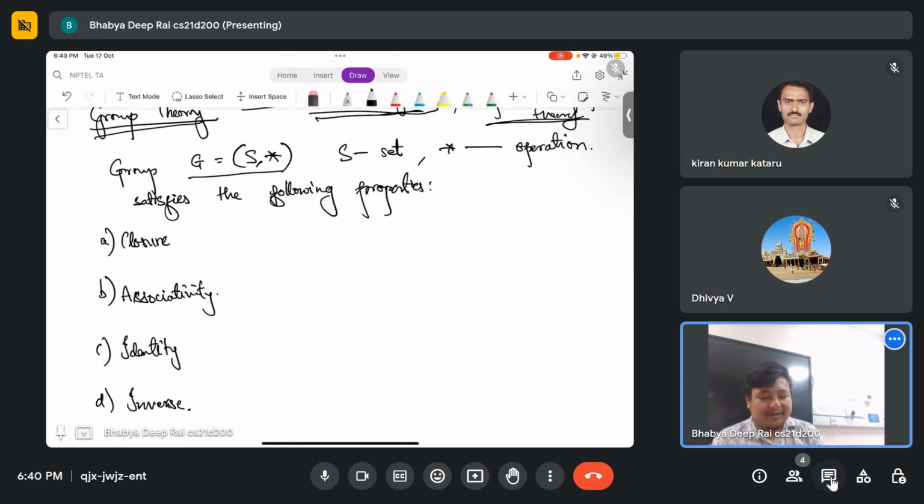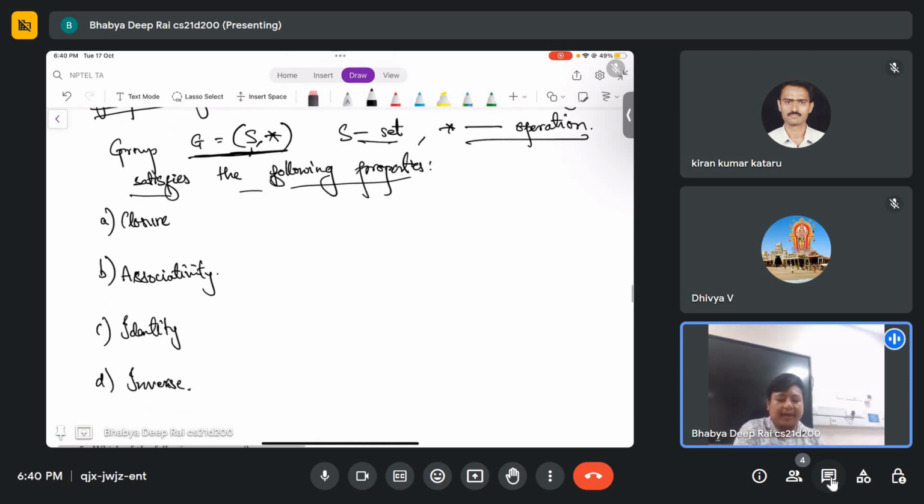A group is a set, S, along with an operation. I'll call it star. It could be any other operation, and a group should necessarily satisfy the following properties. First, a group should have closure. What do you mean by closure? It means if I multiply elements of the group, let's say A star B, for all A, B, A star B should be contained within the group itself.